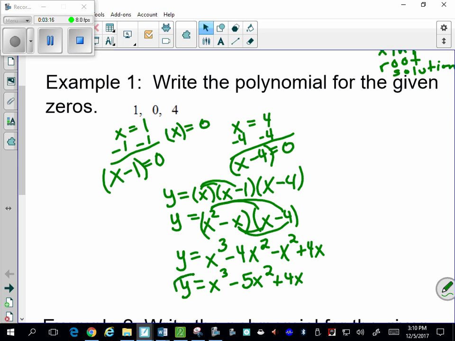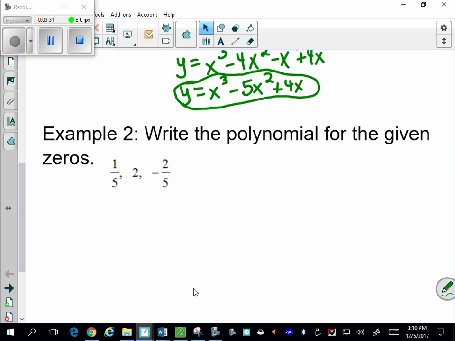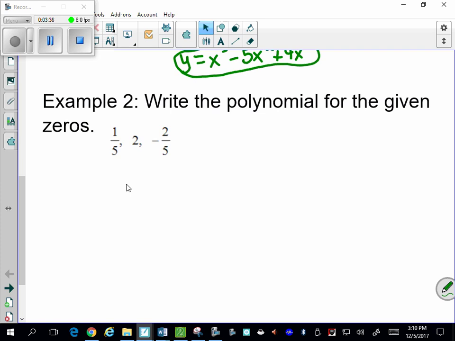If you were to graph this, it'll cross the x-axis 3 times, at 0, 1, and 4. So you're more than welcome to try that out. Next, polynomial function for given zeros. Again, same exact directions, but now we have something a little different. We have fractions. We're going to do the exact same thing though. Set each fraction equal to x. So x equals 1/5, x equals 2, and x equals negative 2/5.